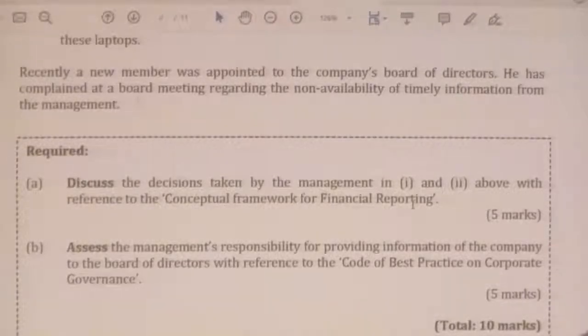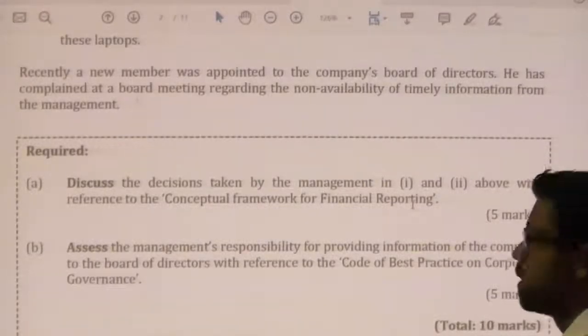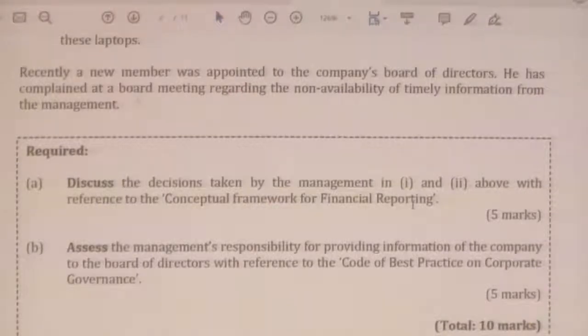According to the conceptual framework, to recognize assets in your books or in your financial statements, these criteria should be satisfied. What are they? It should be a resource controlled by the entity as a result of past event, and future economic benefit should flow to the entity, and it should be controllable. If it is not controllable, you might not be able to recognize this as an asset. So that statement you have to write first. Straight away you are taking that from where? Conceptual framework. Then you move into the case study.